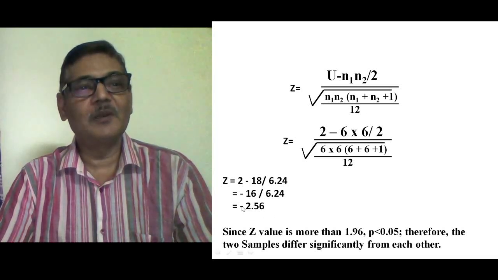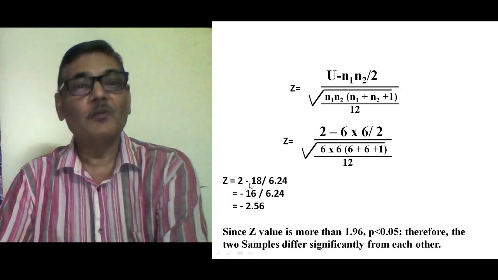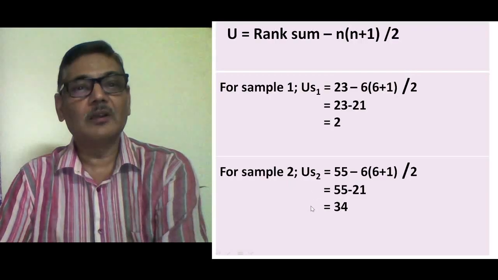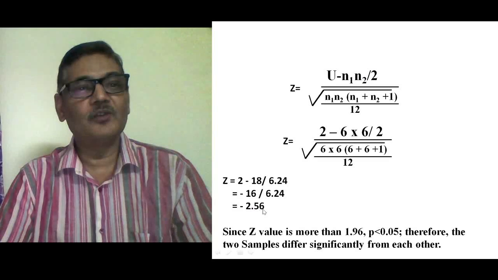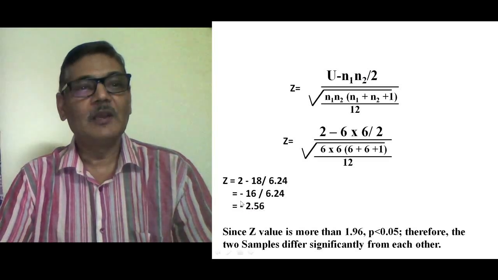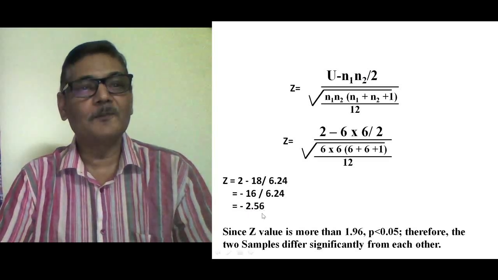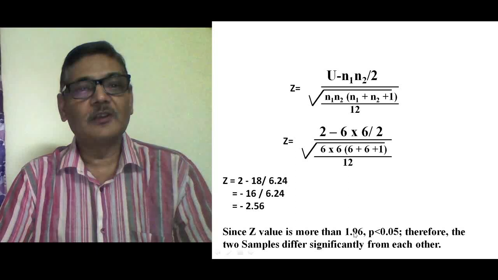This value may come in minus or plus. The sign is not going to influence. When you take this 34 also, meaning U statistic 34, exactly the same value 2.56 will be available, but in that case this sign will be plus. So what we observe is that the calculated Z value, that is 2.56, is more than the Z value of the table, that is 1.96.